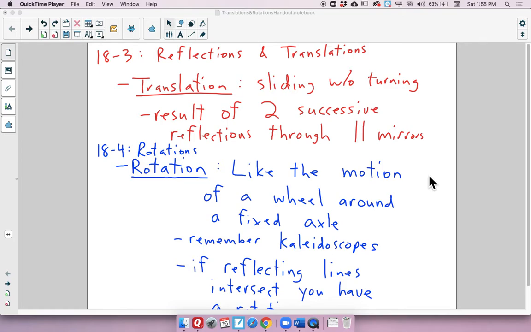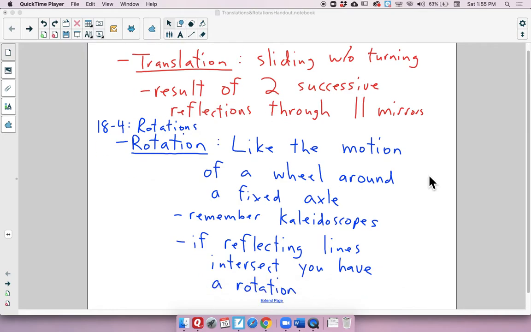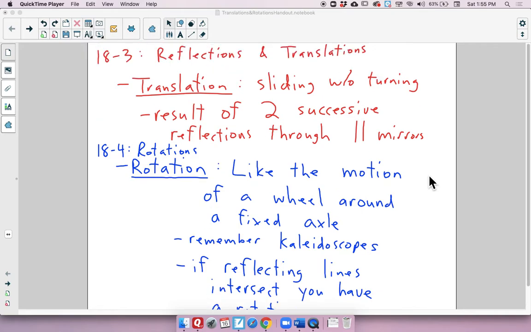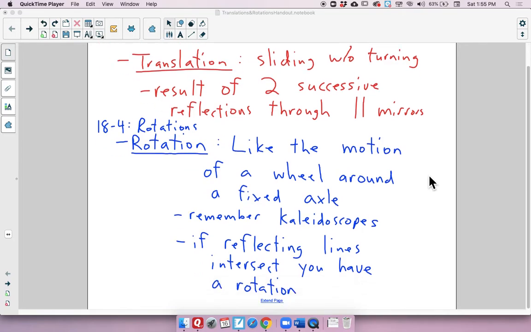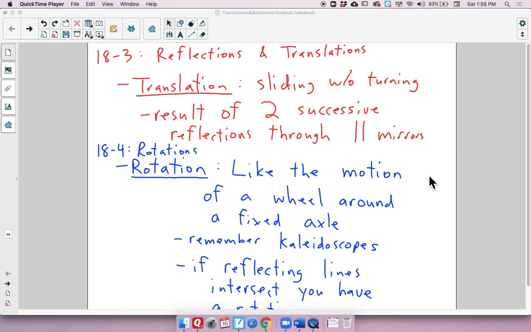Well, a translation is really, I want you to think of it as sliding without turning. And for these notes on this page, if you want to print this page out, you can. It's not a whole lot to write, but if you prefer, you can do that, or you can write it out. It's up to you. Okay, so translation again, sliding without turning.